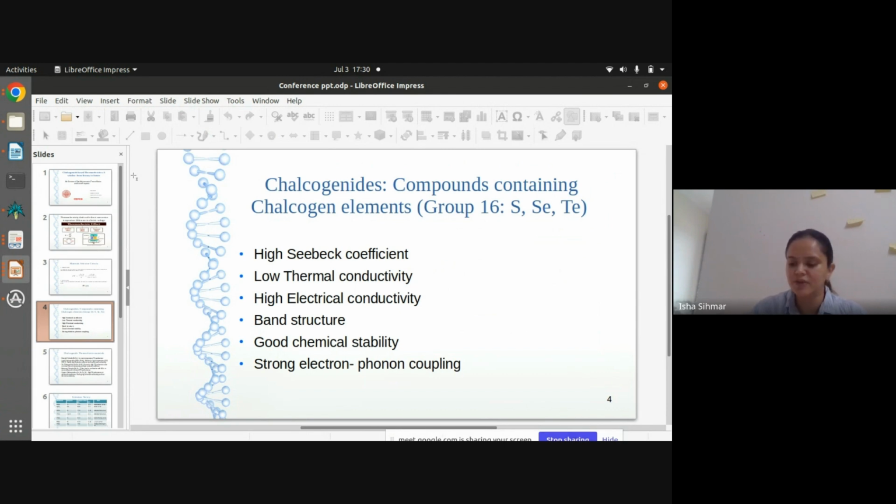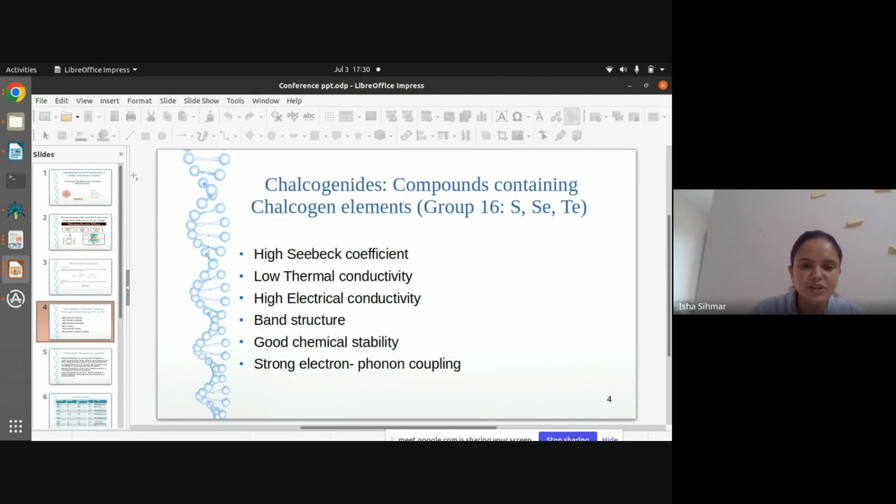Chalcogenides have high Seebeck coefficient, which measures the voltage generated in response to a temperature difference across the material. High Seebeck coefficient indicates that the material can convert heat to electricity efficiently. So chalcogenides having high Seebeck coefficient, we can say these are good thermoelectric materials.